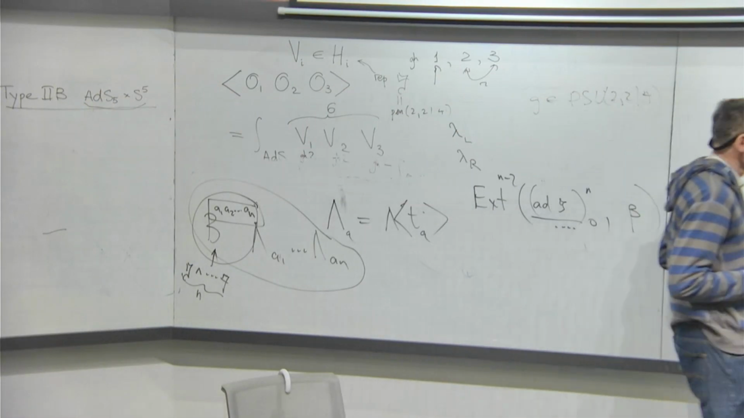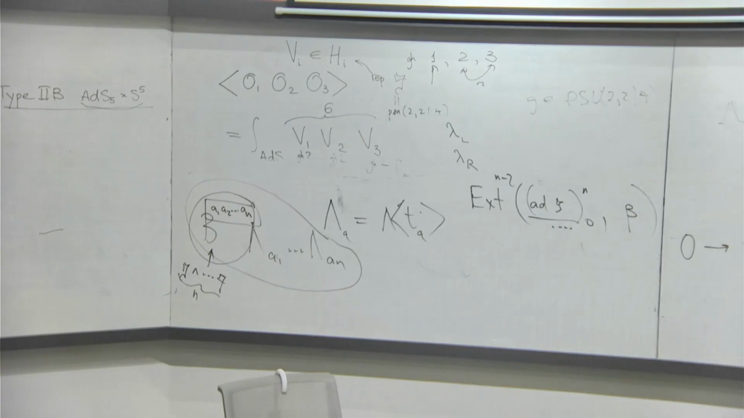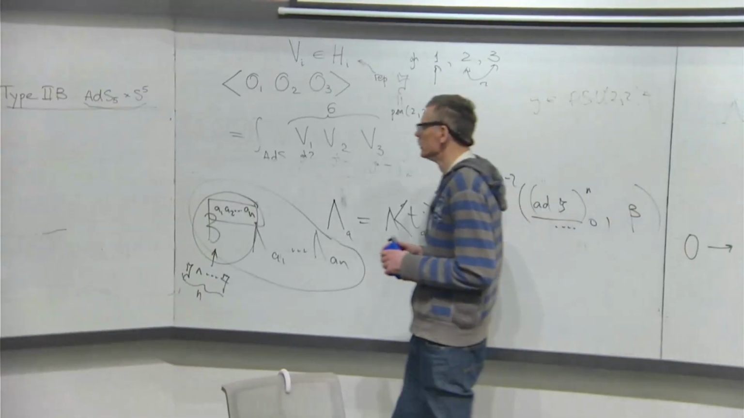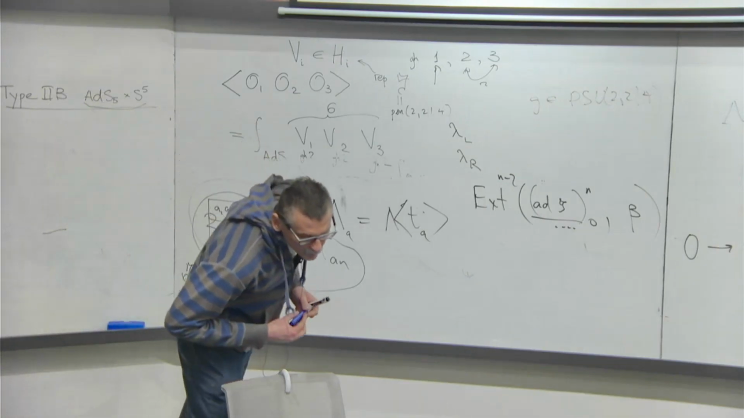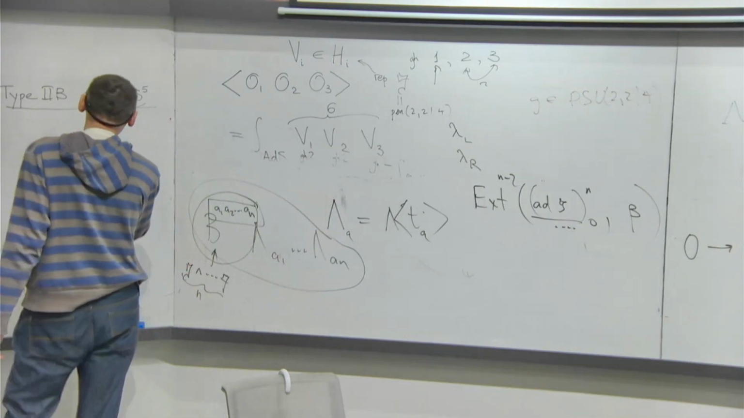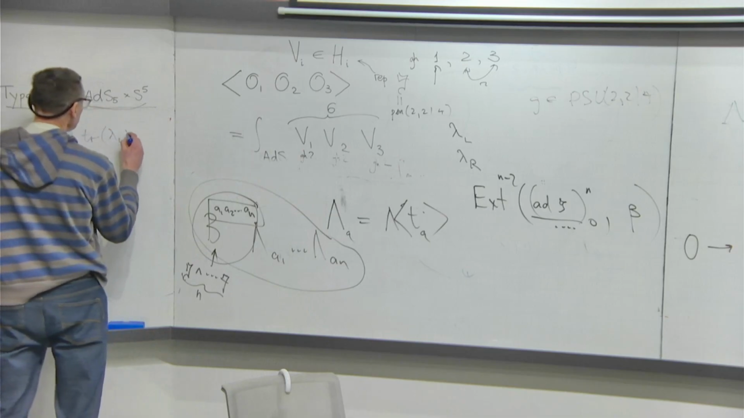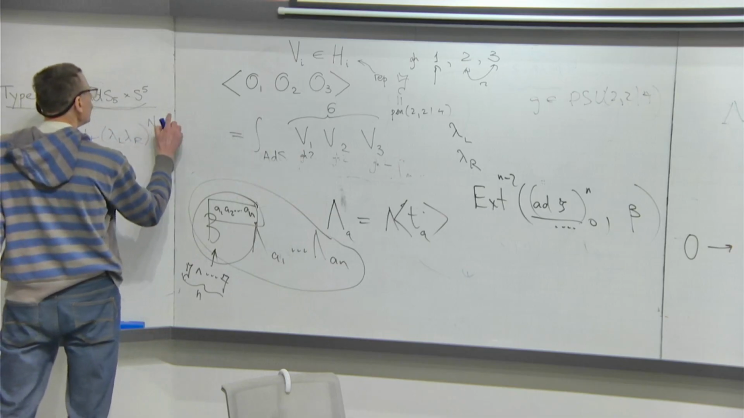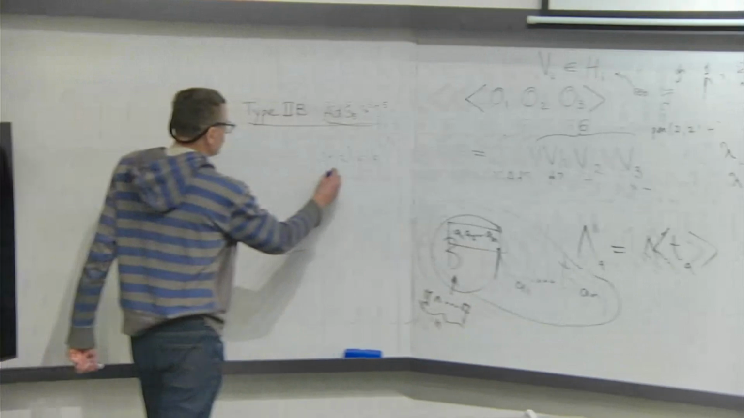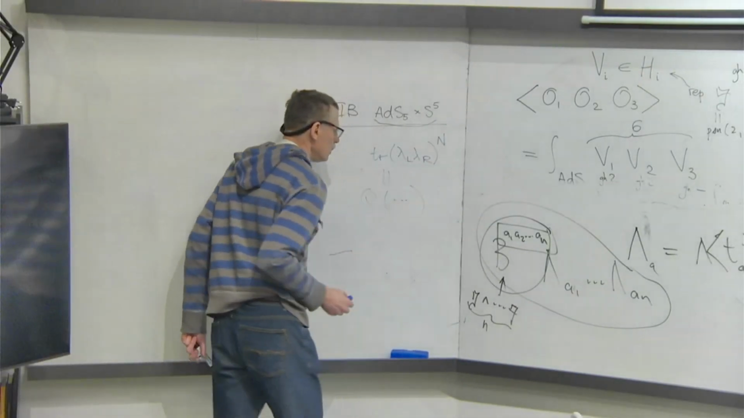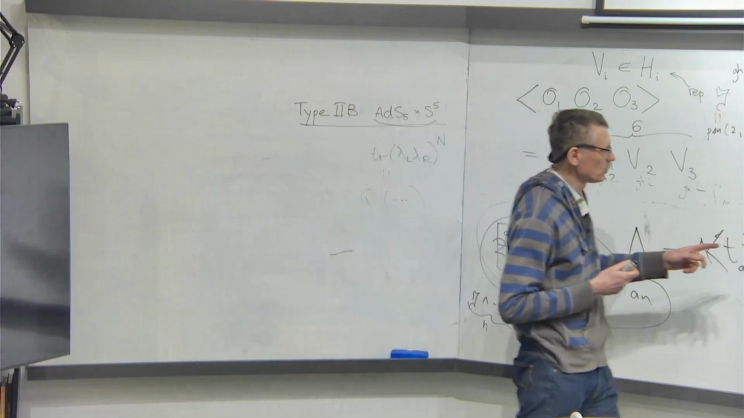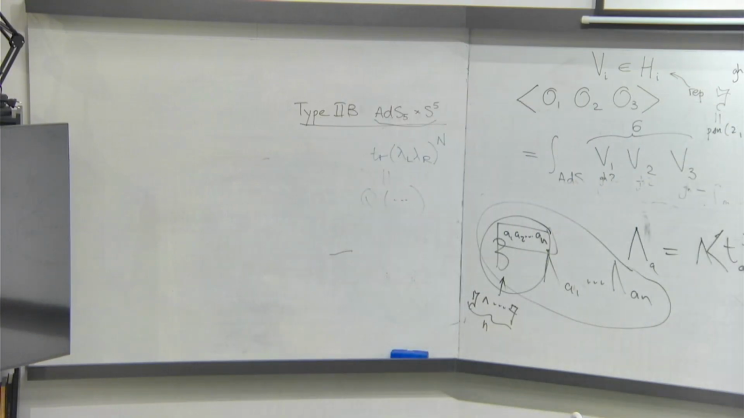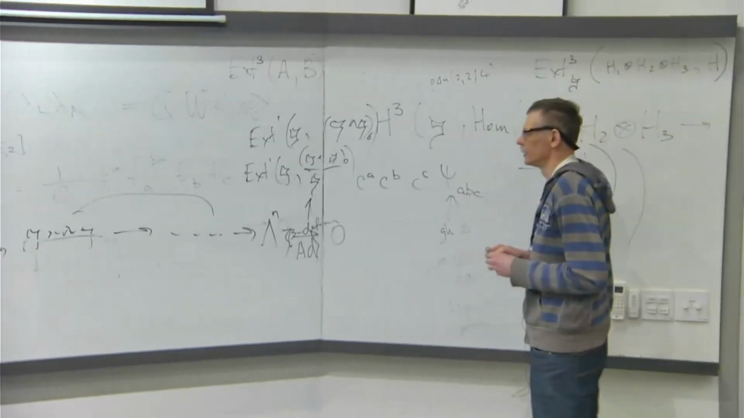Another example is taking a trace, for example, the dilaton vertex, trace of lambda left, lambda right to the power n, and this is Q of something. So I have some conjecture about what such expressions could generate in terms of Ext groups. Unfortunately, I don't have time to explain it.